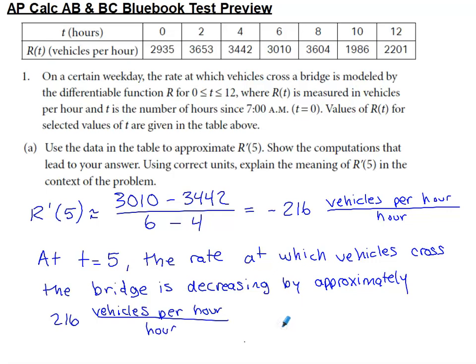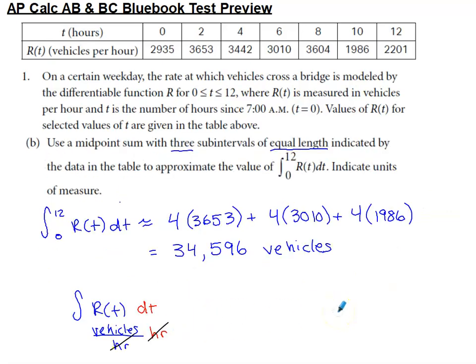One thing that I could have gotten into a little bit of trouble with here is if I would have used the word decreasing and included the negative here. I've used a word that indicates that the rate is going down, but I've also used a sign that indicates another direction change. So if you use the word decreasing, make sure you don't attach the negative to your number. Alternatively, I could have said the rate at which vehicles cross the bridge is changing by approximately negative 216 vehicles per hour per hour.